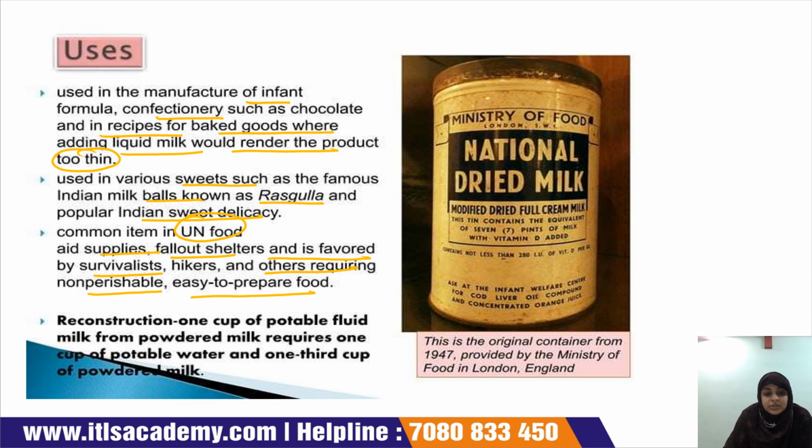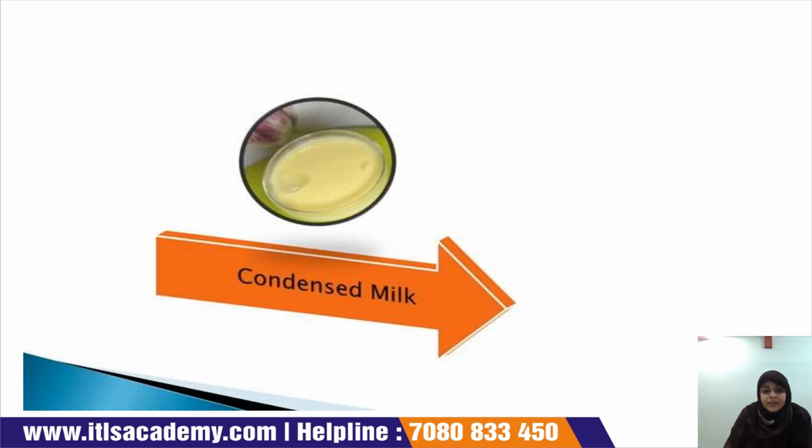Reconstitution, how we reconstitute it. To make 1 cup of potable fluid milk from powdered milk, we require 1 cup of potable water and 1/3 cup of the powdered milk, as I already told you.